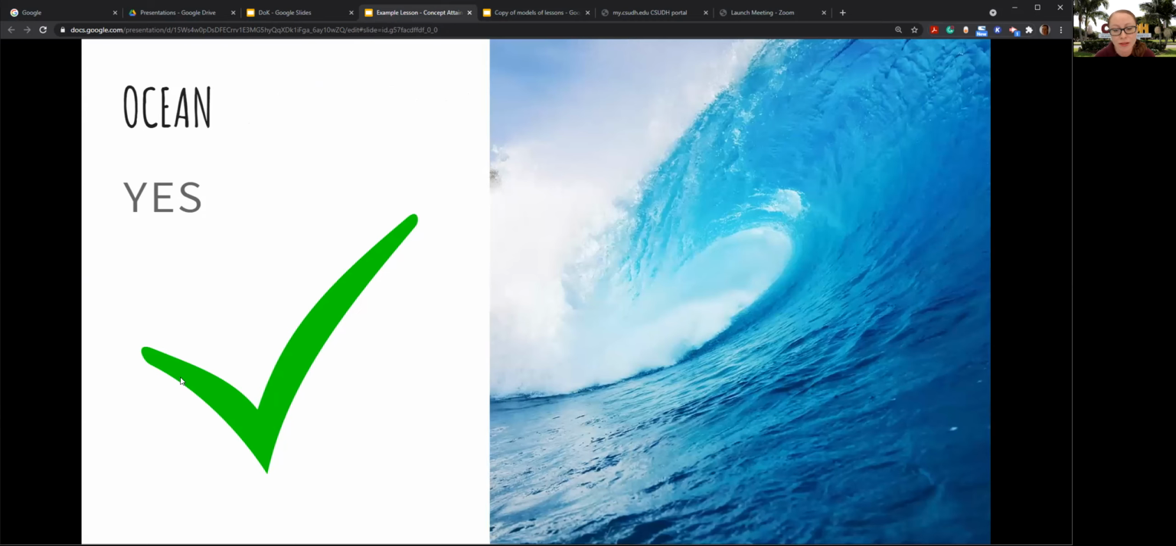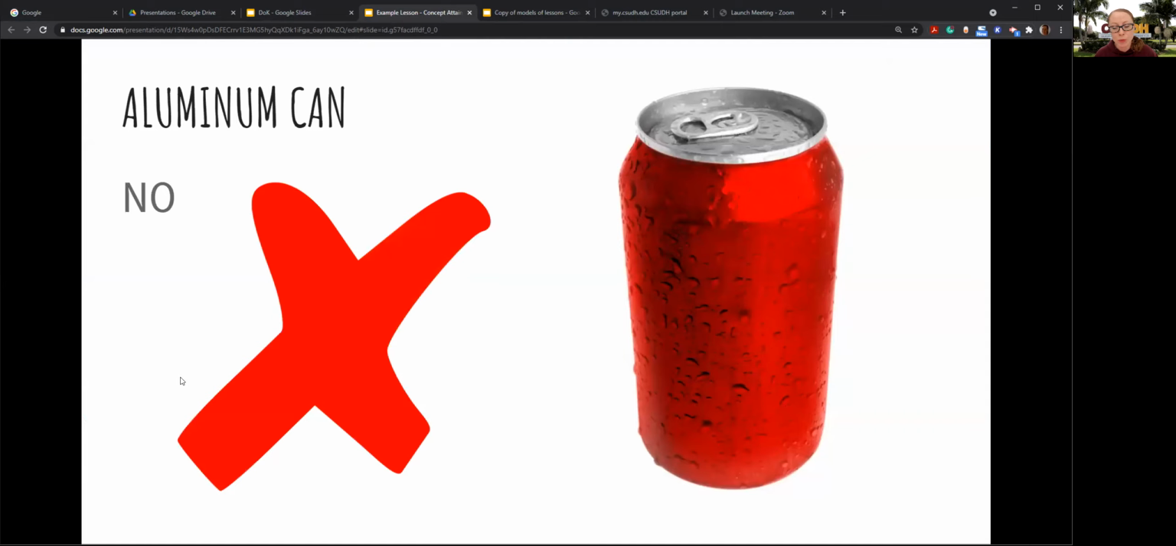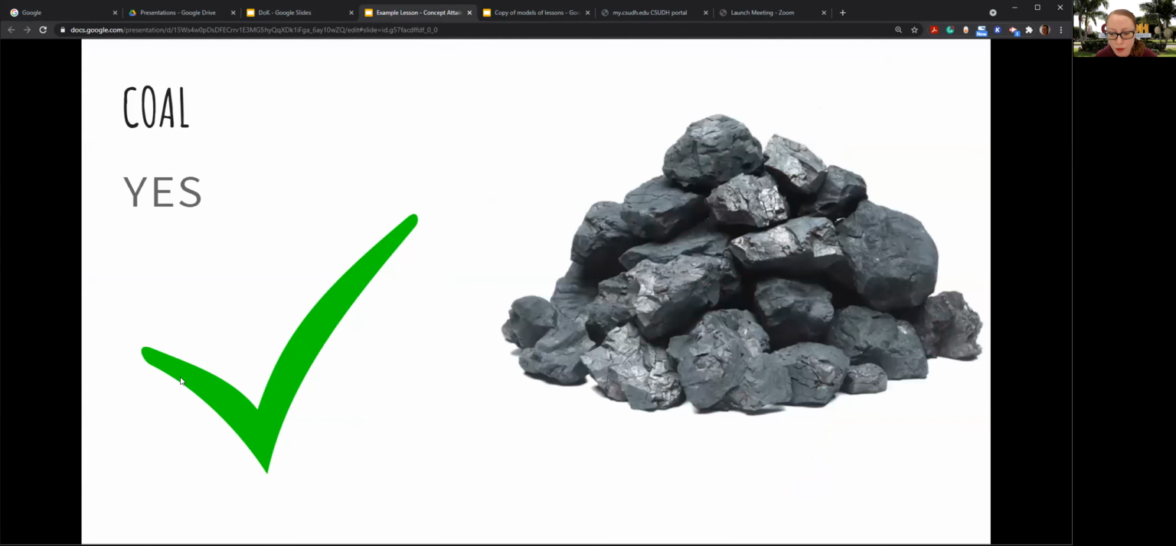The first one is ocean. The ocean is an example of a yes. That would definitely qualify as our yes category. Okay, so think of what the ocean is like, ocean waves, all that categorizes as a yes. An aluminum can would be a no. Okay, so let's keep going and you're going to start seeing some trends here, I think. Coal would be a yes. And if you're not familiar with what coal is, it's basically a rock that people dig out of mines and out of mountains and underground, and it is often used to create fire to burn for heat and energy.